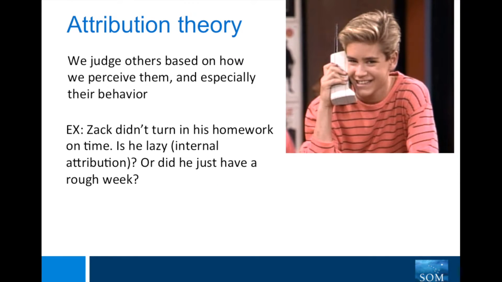In this class, we're especially interested in how you perceive others. Because oftentimes we have limited information to make judgments about other people. So we see some external characteristics, the way they look, the way they dress, and especially the way they behave, and we make judgments about them based on that very limited amount of information. So attribution theory states that we judge others based on how we perceive them, especially on their behavior.